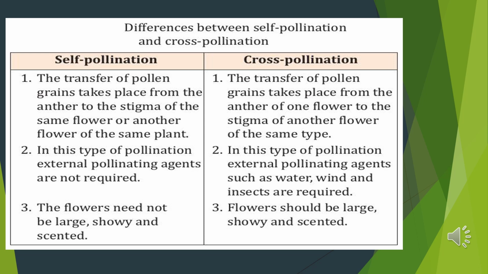Third point, in self-pollination the flowers need not be large, showy and scented. In cross-pollination, flowers should be large, showy and scented. Then only they can attract the insects. That's why.